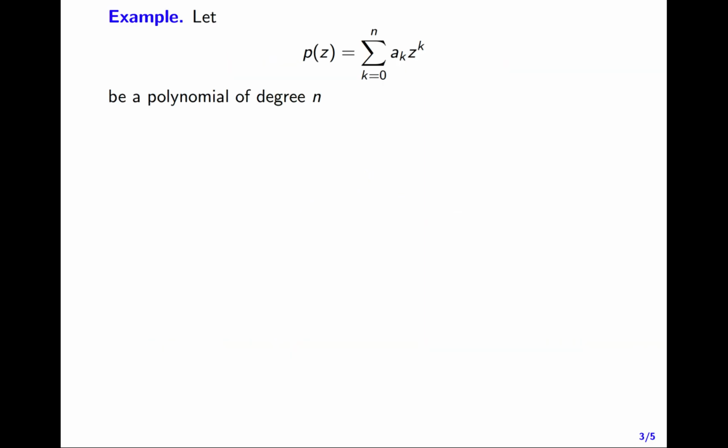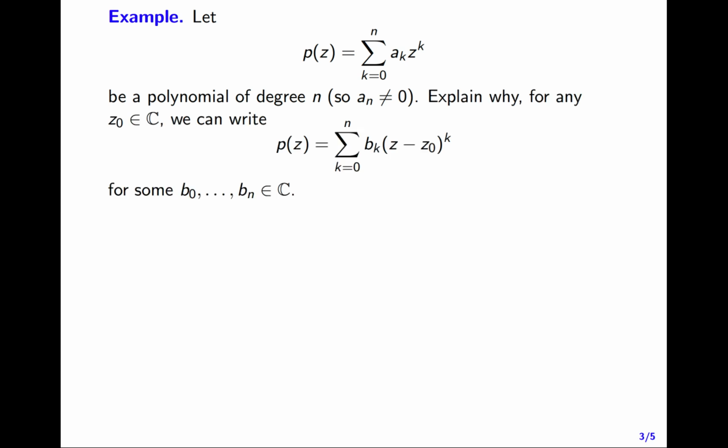Here's another example. Let's say we look at a polynomial of degree n. So this is a function p of z, which will be the sum from k equals 0 to n of some numbers a_k times powers of z, z to the k. And it's a polynomial of degree n. That means that we're assuming a_n is non-zero. And I claim the following.